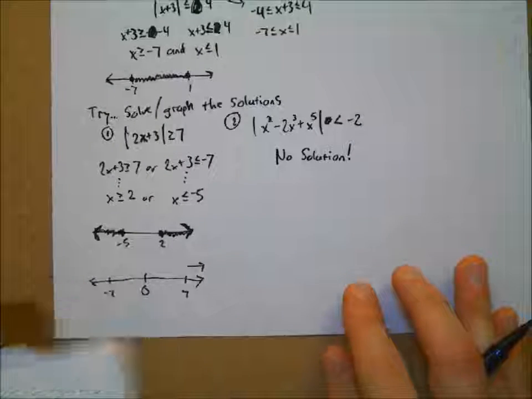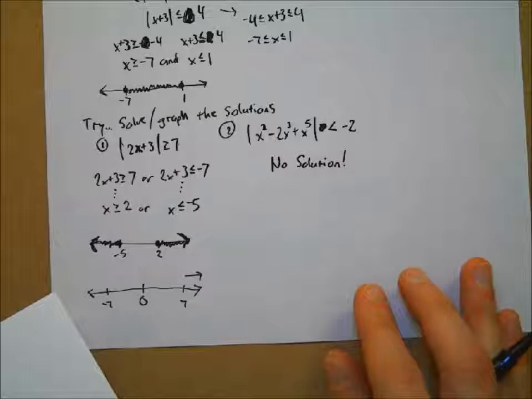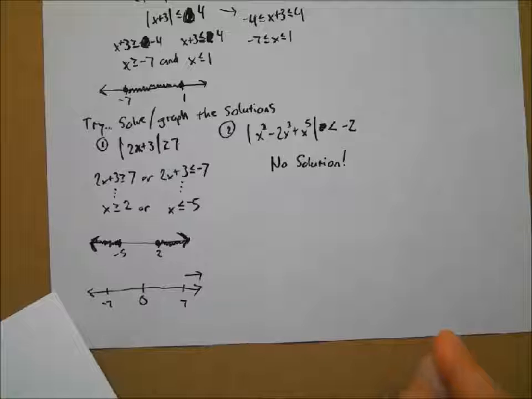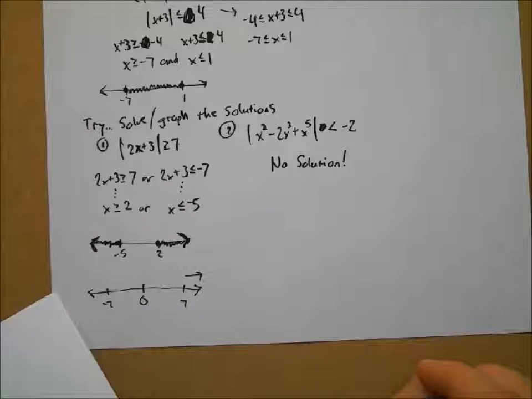Sure. Someone want to explain that for us? Megan Chang, go for it. Because the absolute value of a number is always positive, so it can't be less than a negative number. That's right.